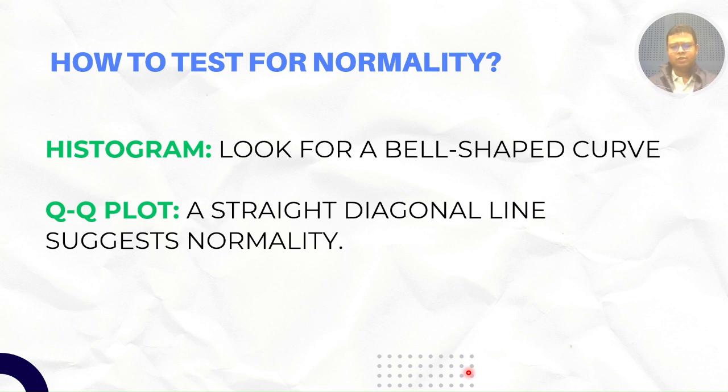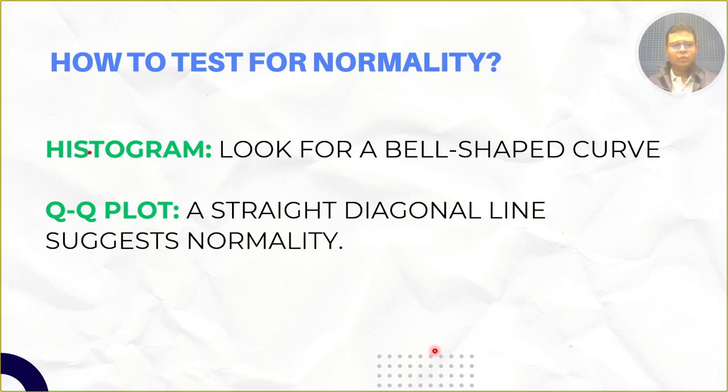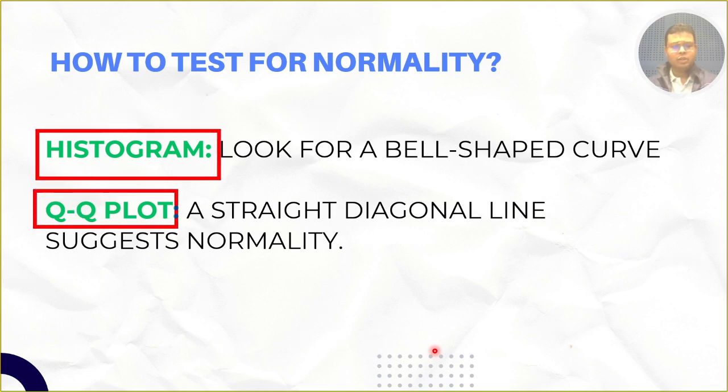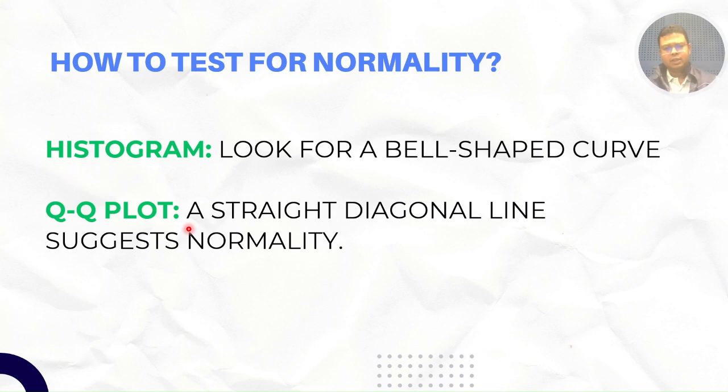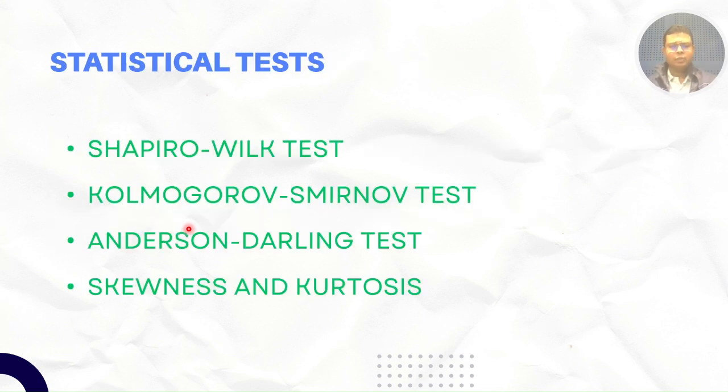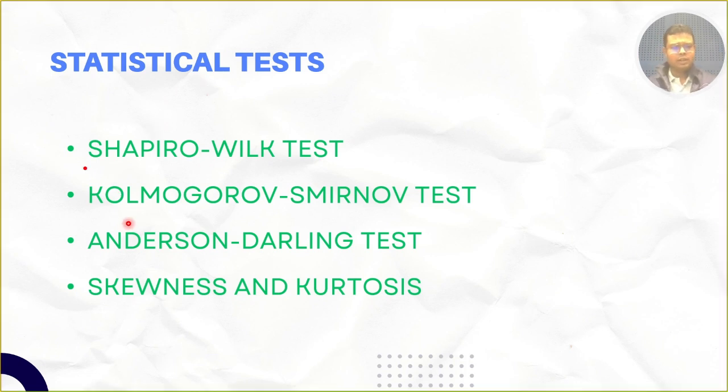Next, how to test for normality. There are lots of options, but normally we use the histogram, and on the other hand we use the QQ plot. These are used by most statisticians. In this way you can test data normality. How many statistical tests are there? There are lots of statistical tests. Here you can see four: the Shapiro-Wilk test, the Kolmogorov-Smirnov test (KS test), the Anderson-Darling test, and the skewness and kurtosis test.